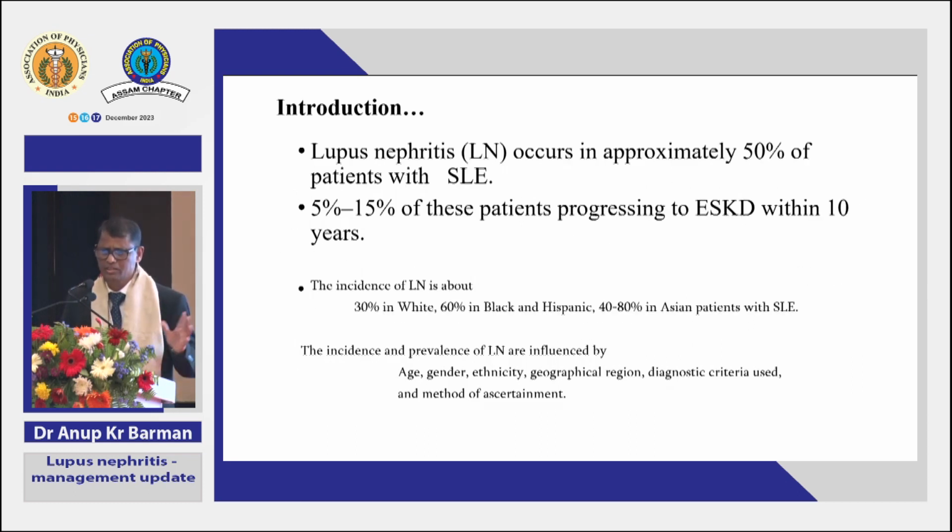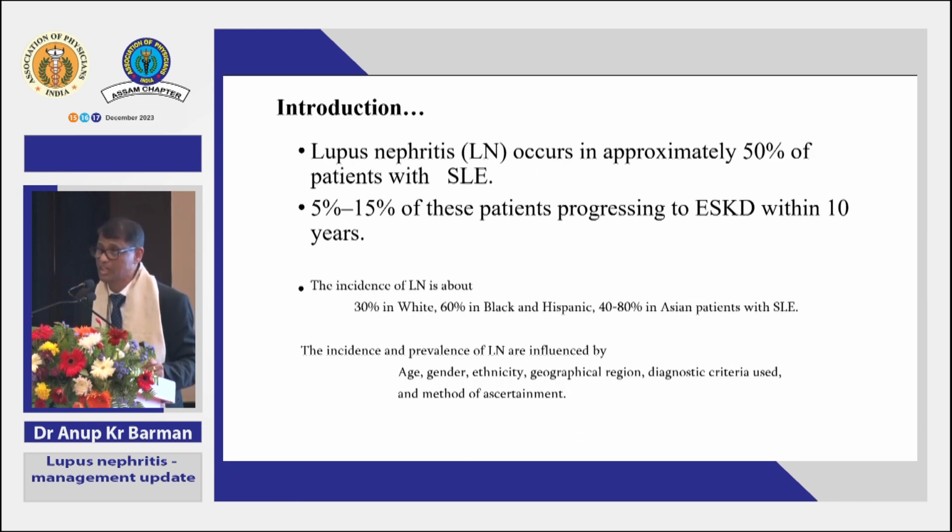So the introduction of my topic is that around 50% of SLE patients may have lupus nephritis, and 5 to 15%, say around 10%, may reach end stage even with the best therapeutic interventions. The incidence of lupus is mostly in Black and Hispanic and Asian populations. It is 30% in whites, 60% in blacks, as I showed, and 40 to 80% in Asian countries.